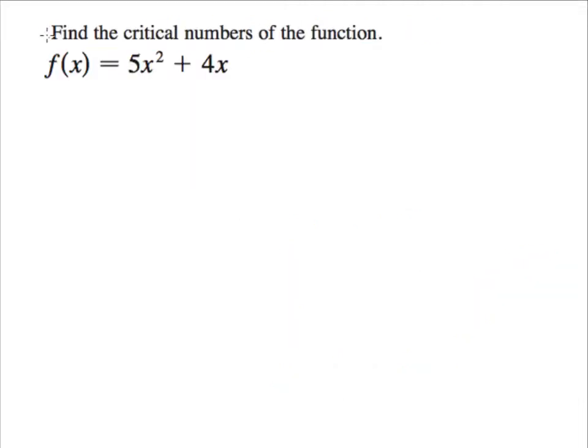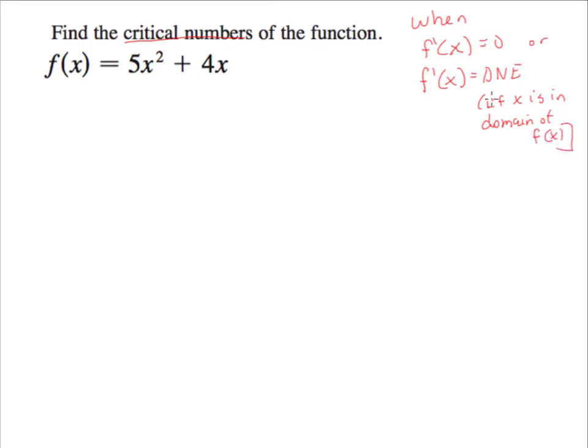For our next example, the directions are to find critical numbers of the function. Now, you need to remember that critical numbers occur when the derivative equals 0 or when the derivative does not exist, as long as those x values you find when the derivative does not exist are in the domain of the original function.